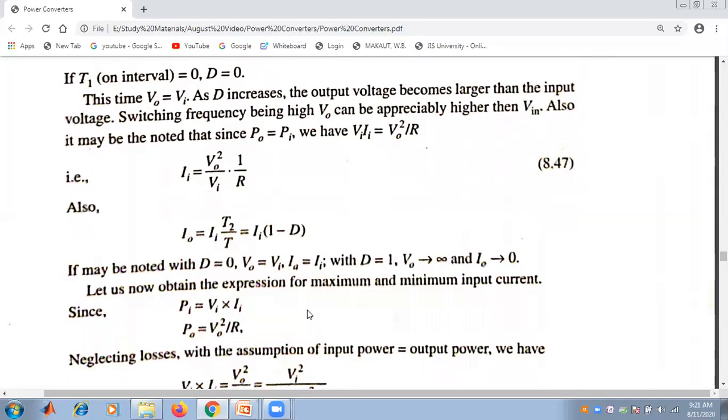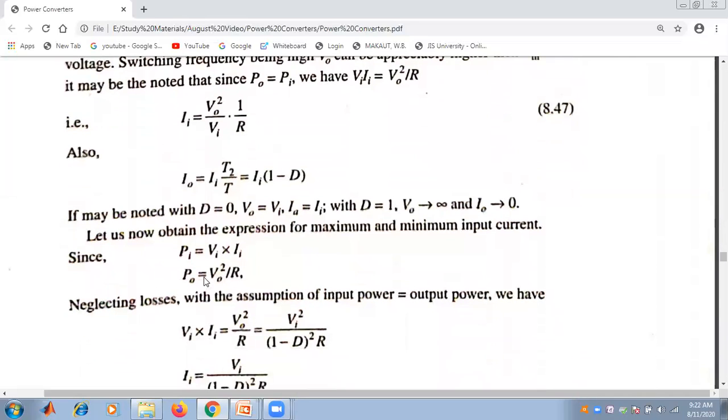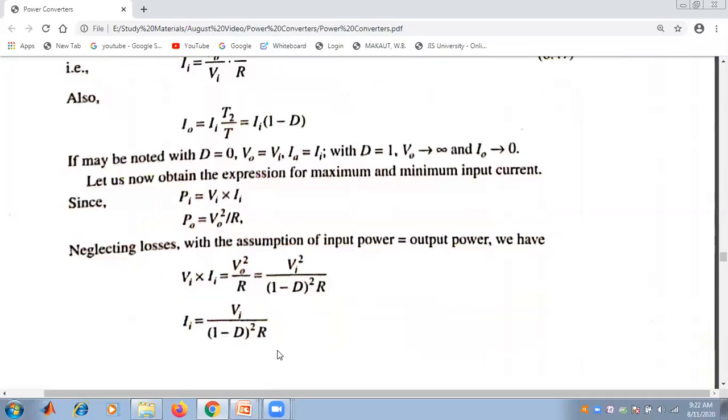So let us now obtain the expression for maximum and minimum input current. The input power Pi is equal to Vi Ii, and the output power P0 is equal to V0 square by R. If I neglect the consumption of loss, we will find that both powers are equal, that is, input power equals output power. I am just putting those values in.